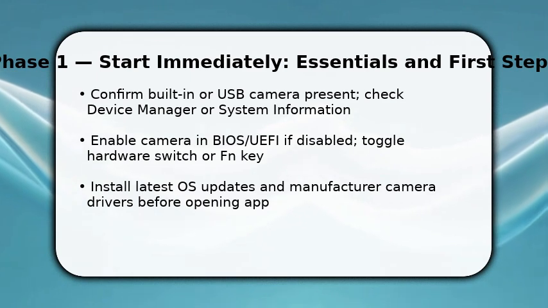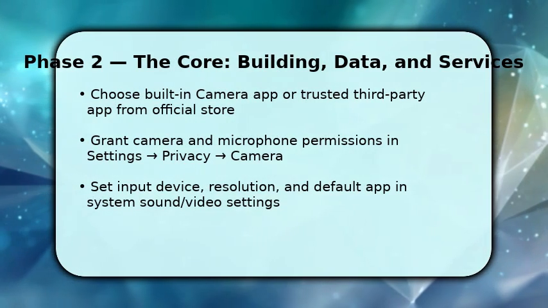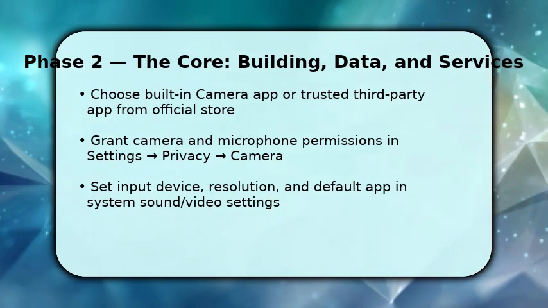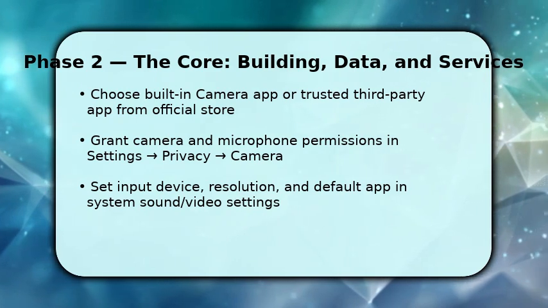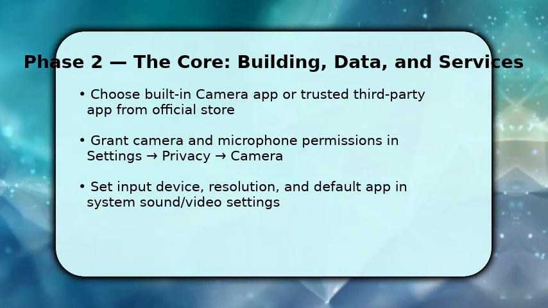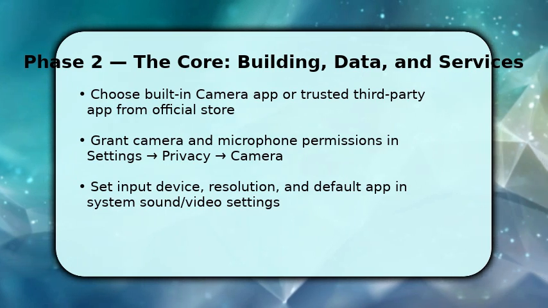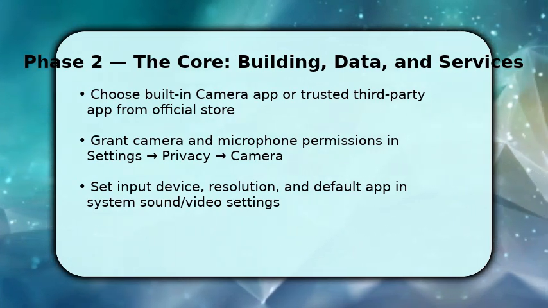Now you're ready to open or install the camera application. Install or open the camera application you prefer, such as the built-in camera app or a trusted store app. You must grant camera and microphone permissions in Settings, Privacy, Camera so the app can access hardware. Otherwise, it will appear disabled.